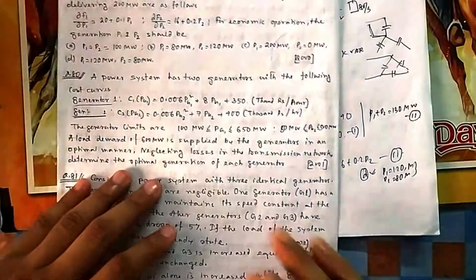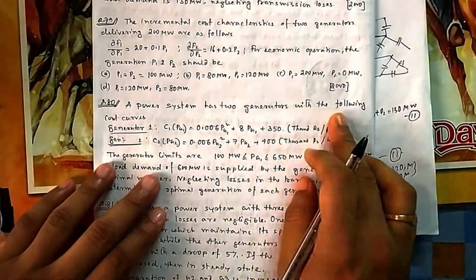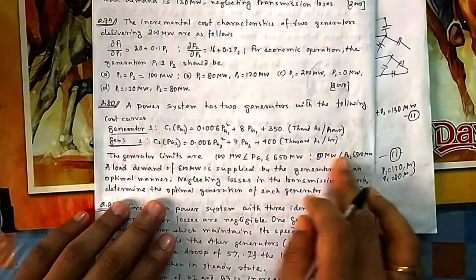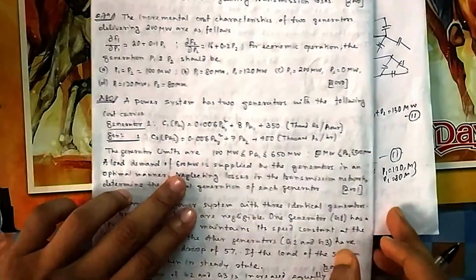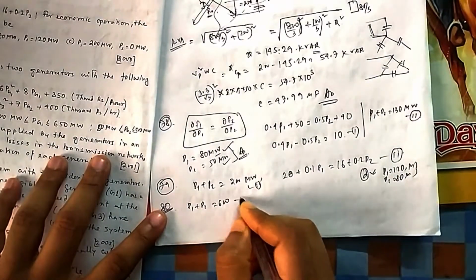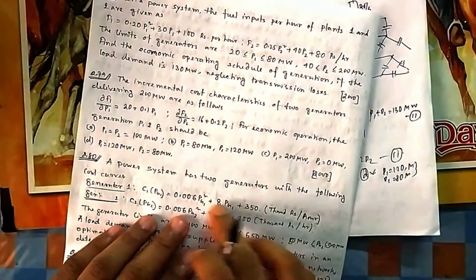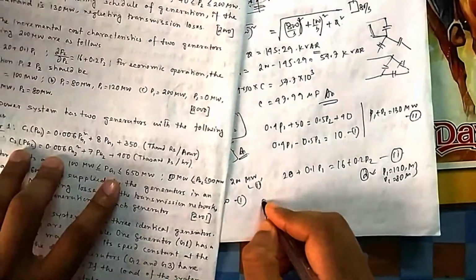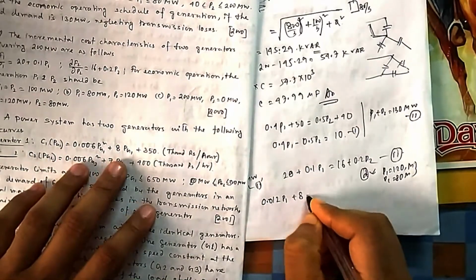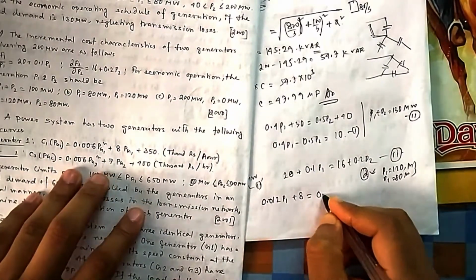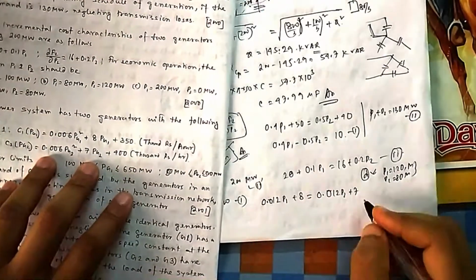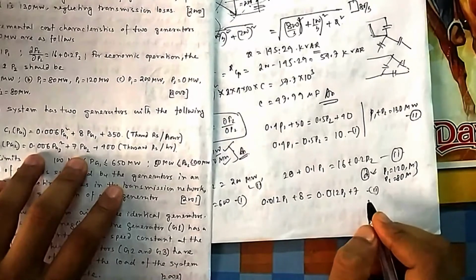If you come to 80, the power system has two generators with the following characteristics. The limits are given for both generators, and a demand of 600 megawatt. Again, P1 plus P2 equal to 600. So this is equation 1. Again, the incremental fuel cost should be the same. So the differentiation of these two gives 0.012 P1 plus 8 should be equal to 0.1012 P2 plus 7. This is equation 2, suppose.